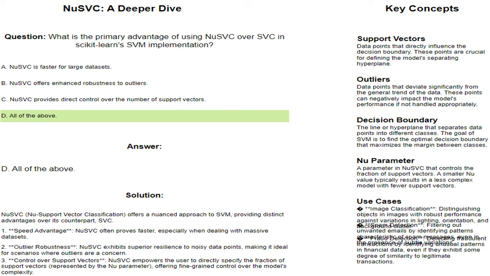Imagine a scenario where you are building an image classifier to distinguish between cats and dogs. The support vectors in this case would be the images of cats and dogs that lie closest to the decision boundary, the line or hyperplane that separates cat images from dog images. These images would play a critical role in defining the model's ability to classify new images accurately.